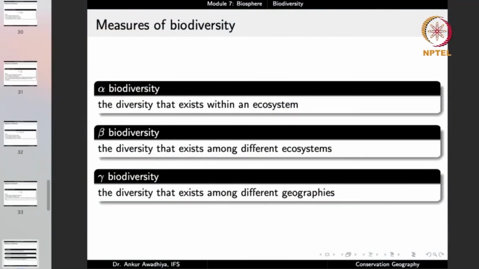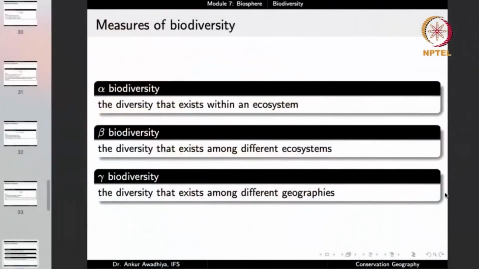Another concept here is the alpha, beta and gamma biodiversity. What is the scale at which we are looking at biodiversity? Alpha biodiversity is the diversity that exists within an ecosystem. What is the amount of biodiversity in a pond? What is the amount of biodiversity in a grassland? That is the sort of question that you are asking in the case of alpha biodiversity: the level of biodiversity in an ecosystem.